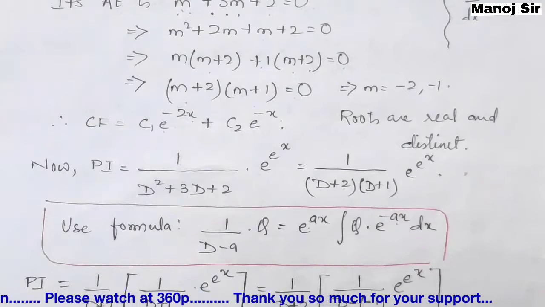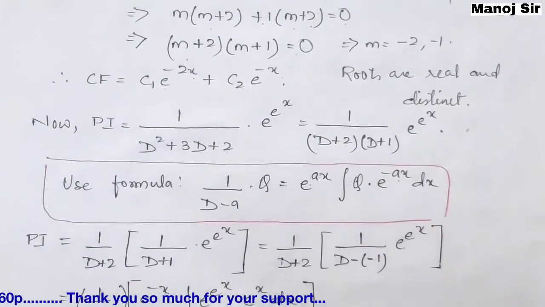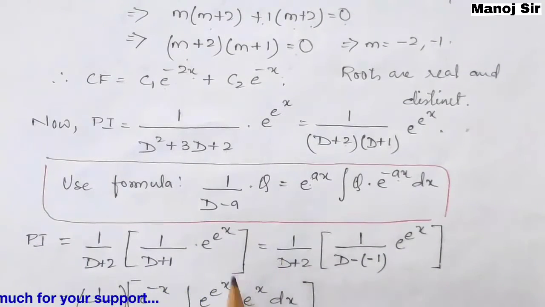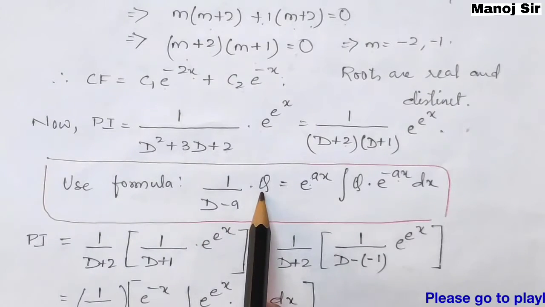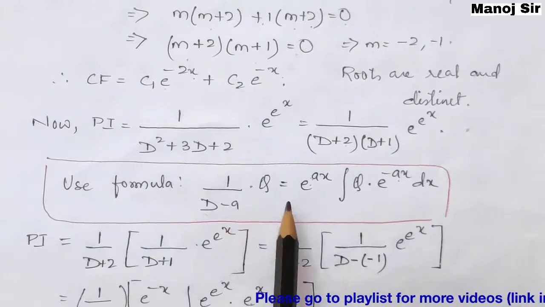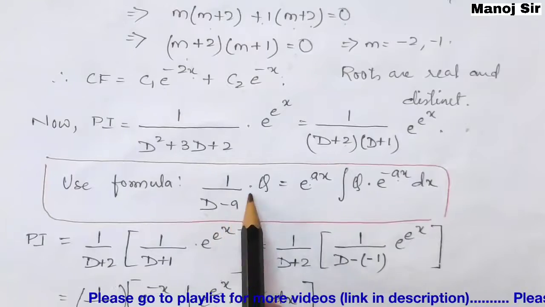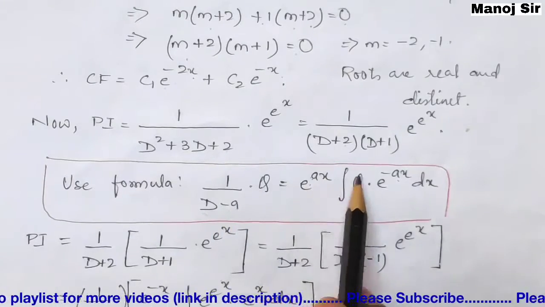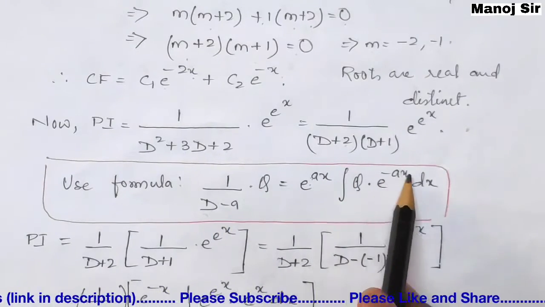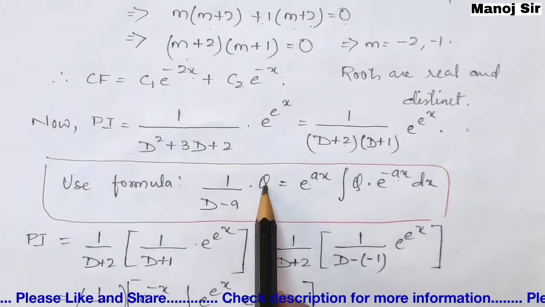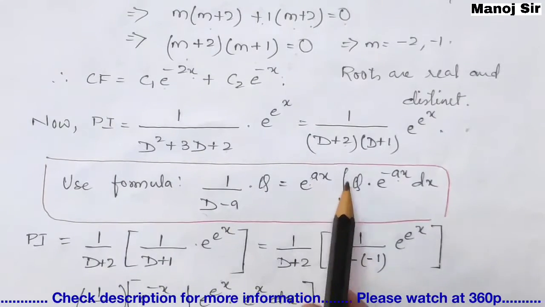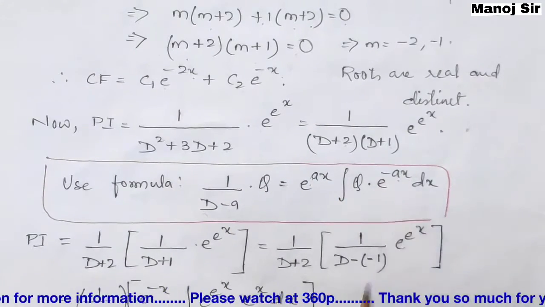To solve this PI, we need to use a very important formula, that is 1 upon (D minus a) into Q equals e to the power ax integration Q into e to the power minus ax dx. 1 upon (D minus a) into Q equals e to the power ax integration Q into e to the power minus ax dx.